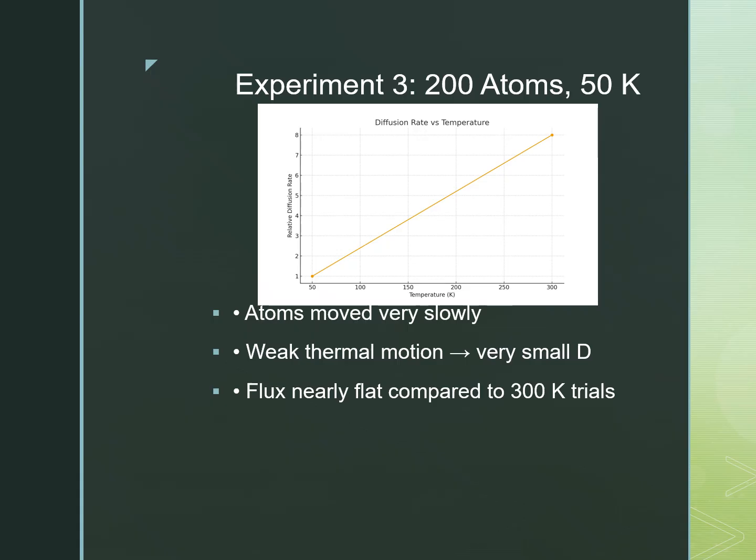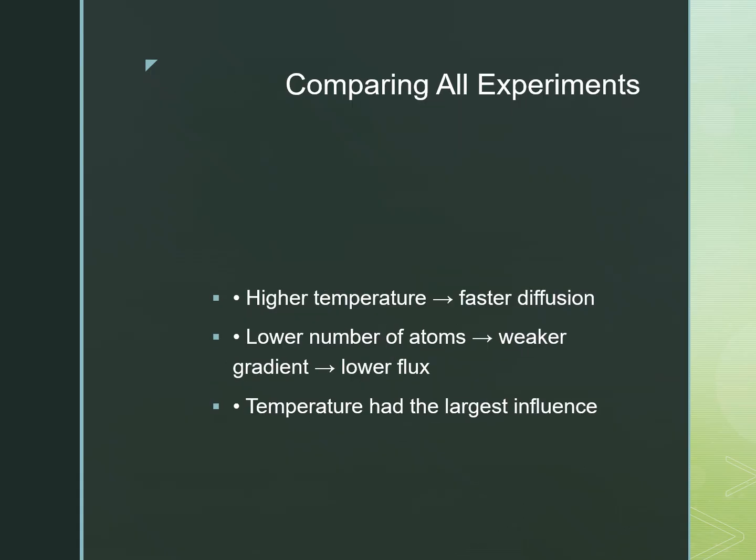When I compare the 3 experiments, a few trends become very clear. First, the experiment with the highest temperature and highest number of atoms showed the fastest diffusion. Second, decreasing the number of atoms slowed diffusion even if the temperature stayed the same. And third, dropping the temperature made the atoms move far slower than lowering the concentration did. So temperature ended up being the most dominant factor, but both temperature and concentration gradient matter.